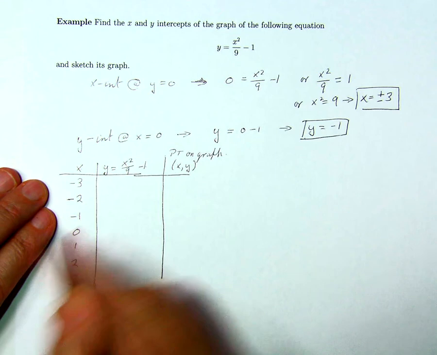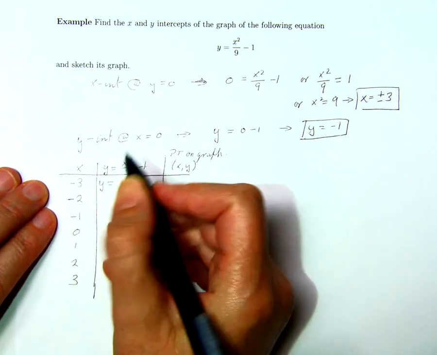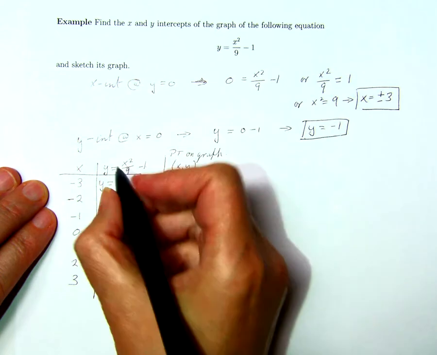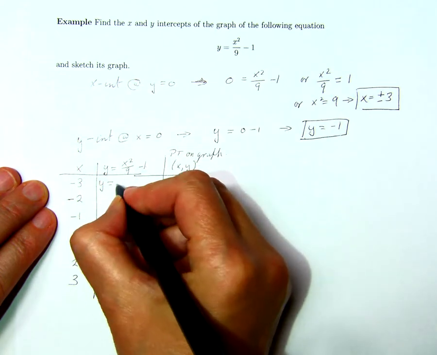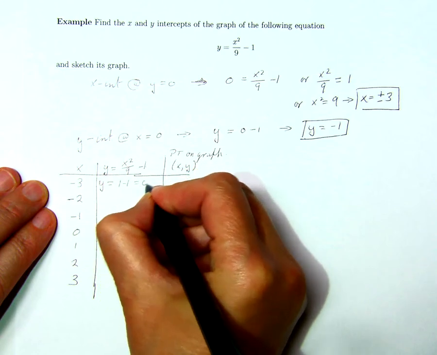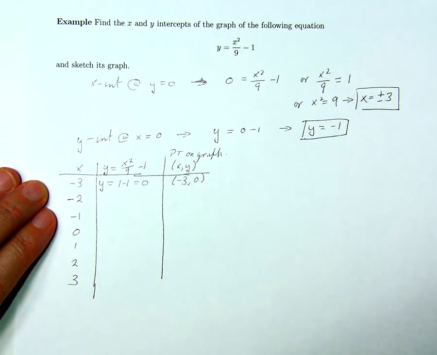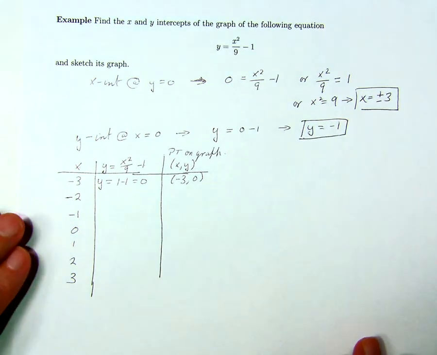What happens when I plug in x equals 3 here? Well, since this is going to be an intercept, I should get 0. y equals 9 over 9, 1 minus 1, which equals 0. So we have the point minus 3, 0 on the graph, but there's nothing new there. We knew that already.